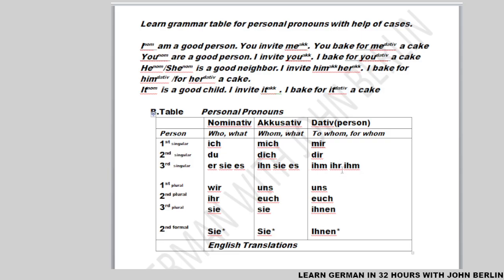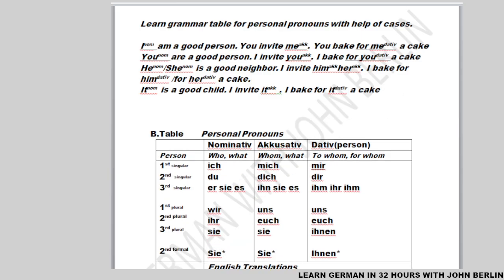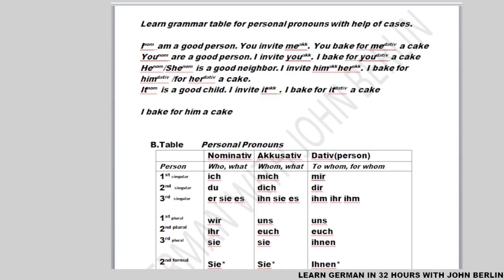Again, so very quickly, let me show you the sentence which I had written. I bake for him a cake. Now here I had written I bake for him. In German, let me write it for you. It looks like this. Ich backe ihm einen Kuchen. Now, the thing is, we had learnt what is for him. For him, we had learnt is ihm. Very rightly, like I have written ihm.